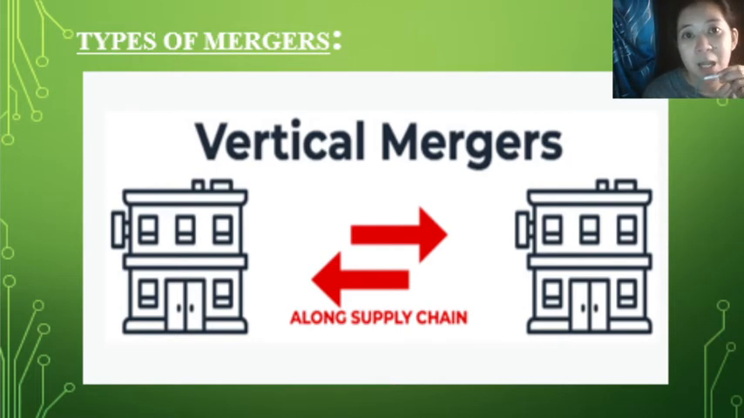So these are our supply chain: from production, distribution, and consumption, up to the point of selling the goods or services. In this case, there are two companies that belong to the same supply chain. They may or may not be in the same industry, but they belong to the same supply chain. Here we have an example.